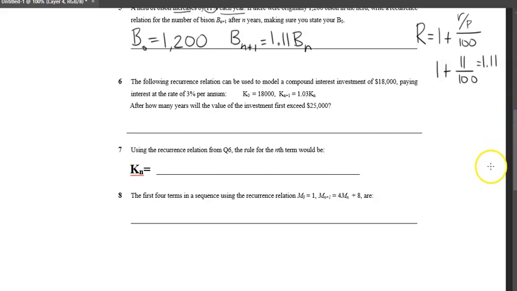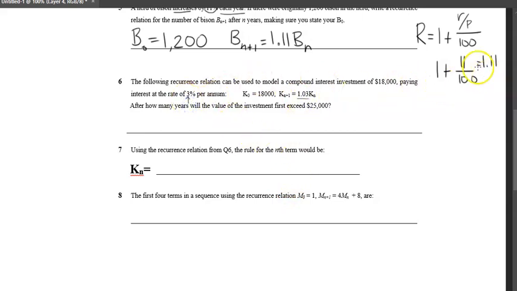Question 6 says the following recurrence relation can be used to model a compound interest investment of $18,000 paying interest at a rate of 3% per annum. This is the model here. K of 0 is 18,000. K of n plus 1 is equal to 1.03 times K of n. And you can see how we got that 1.03 is based on that 3%.